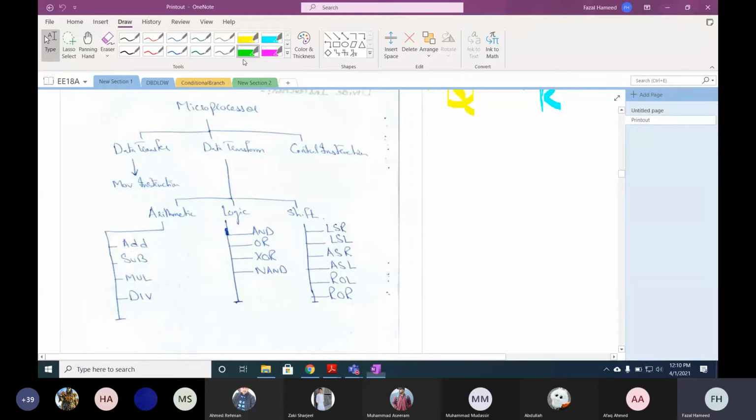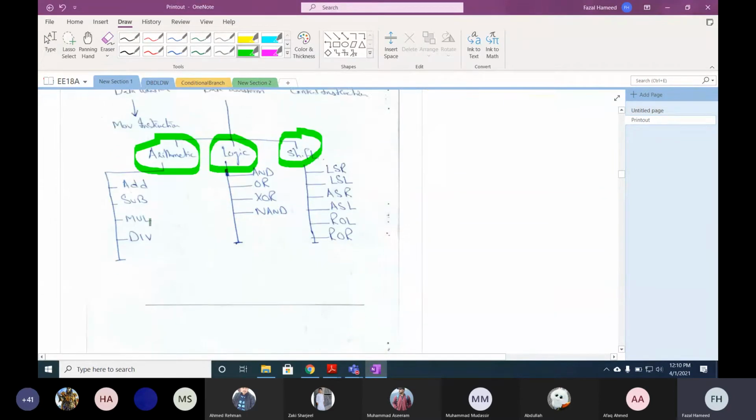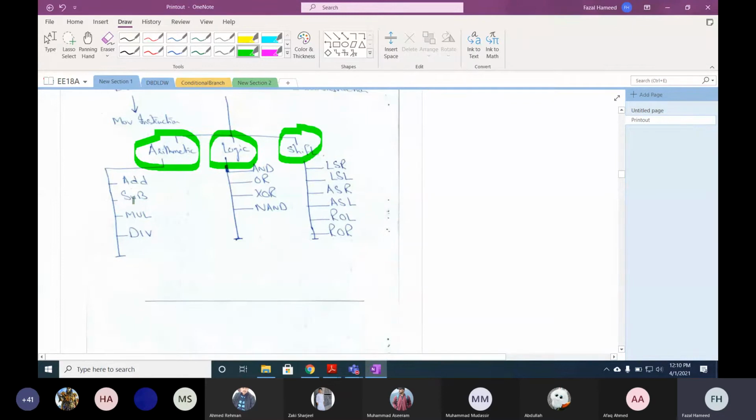Another type of instruction is the data transformation instruction. In data transformation, we perform a transformation on the data, and it can be further decomposed into three types: arithmetic instructions, logical instructions, and shift instructions. Examples of arithmetic instructions are add, subtract, multiply, and divide. We add two operands in an add instruction, and subtract one operand from another in a subtract instruction.